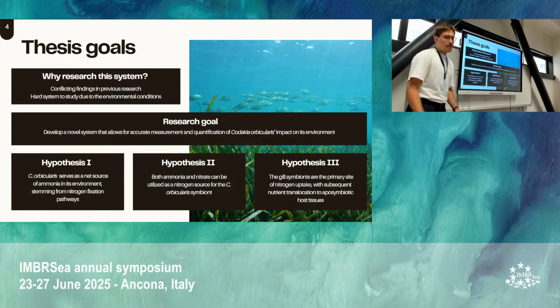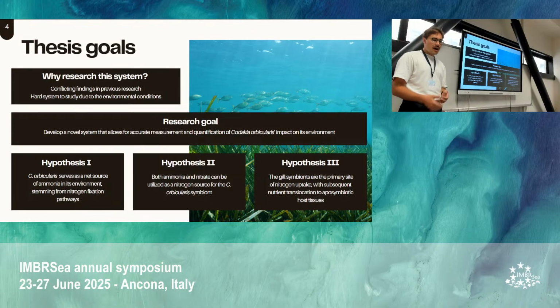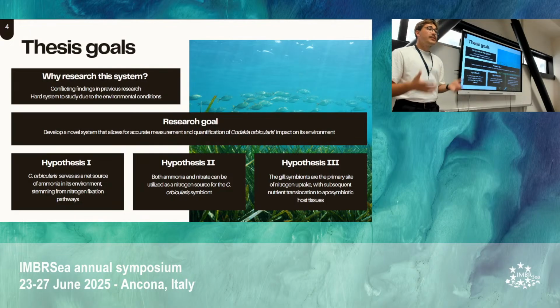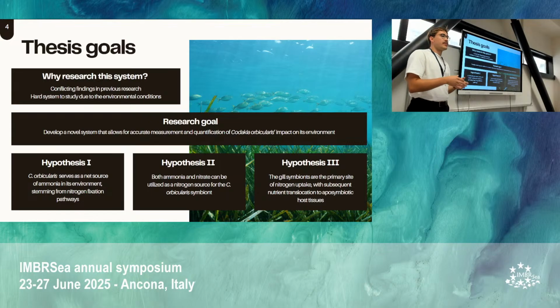And the third and final hypothesis is that the gill symbionts are the primary site of nitrogen uptake, with subsequent translocation to other tissues. So basically, we're expecting that within the gills, where the symbionts live, is where we're going to see the uptake, and then as the clam either eats or milks its symbionts for nutrients and carbon, this will then be translocated to tissue without symbionts in them.